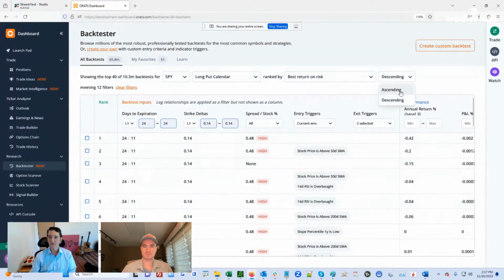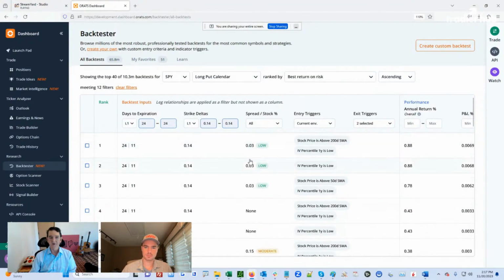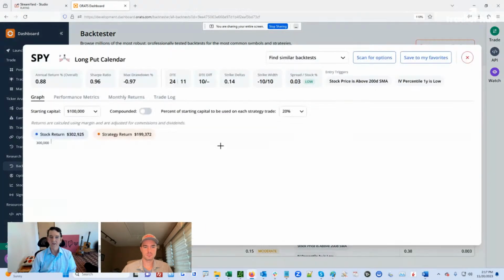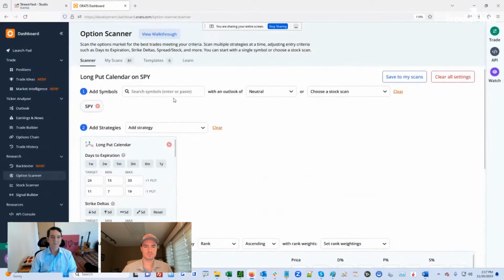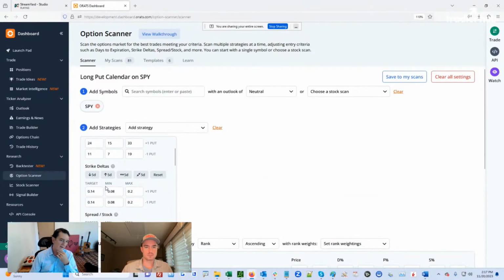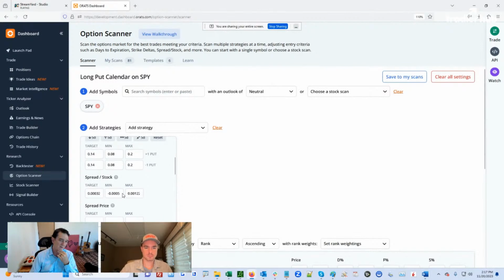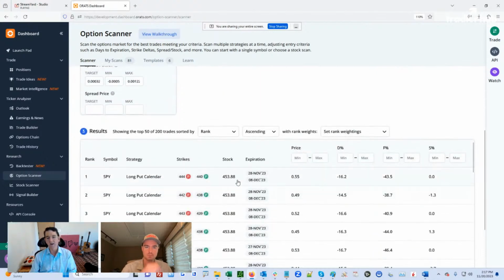So I'm going to, again, sort ascending and find our strategy that we had. And now let's go look for some options for it. So I like this. I've looked at similar tests. I'm comfortable with the drawdowns. So now I'm ready to put on a trade. So easy as that. Now we go to our scanner. It just jumped over. It fed in all of the data that we're looking for, including how much we want to pay for it. And then voila, here are the trades that fit the criteria.